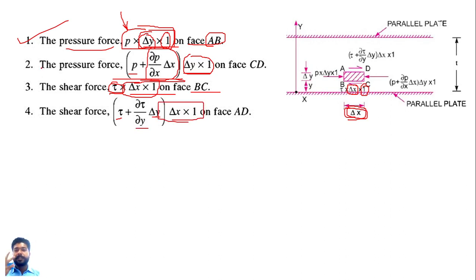So here are the total forces which are applied on the four faces. The first one is the AB side, the second is the CD side, the third force is applied on BC, and the fourth one is applied on the ED side. So a total of four types of force are applied on these parallel plates through this arbitrary area.